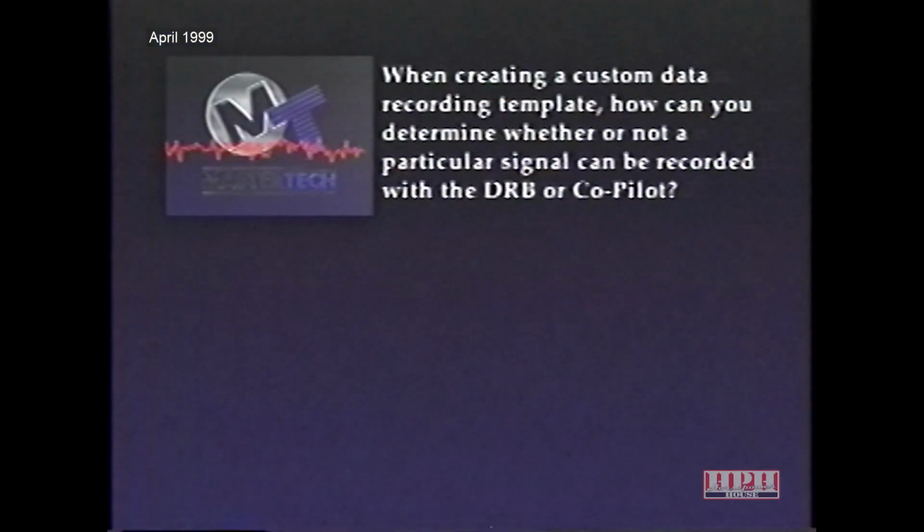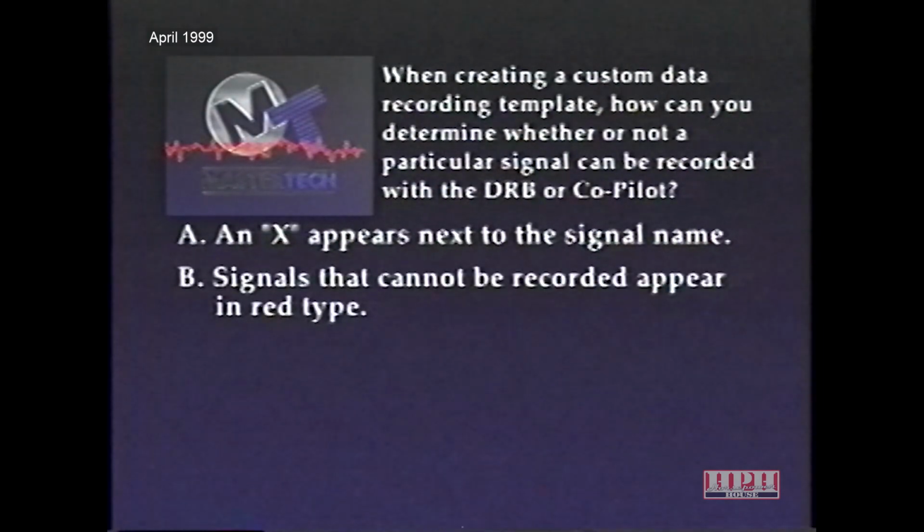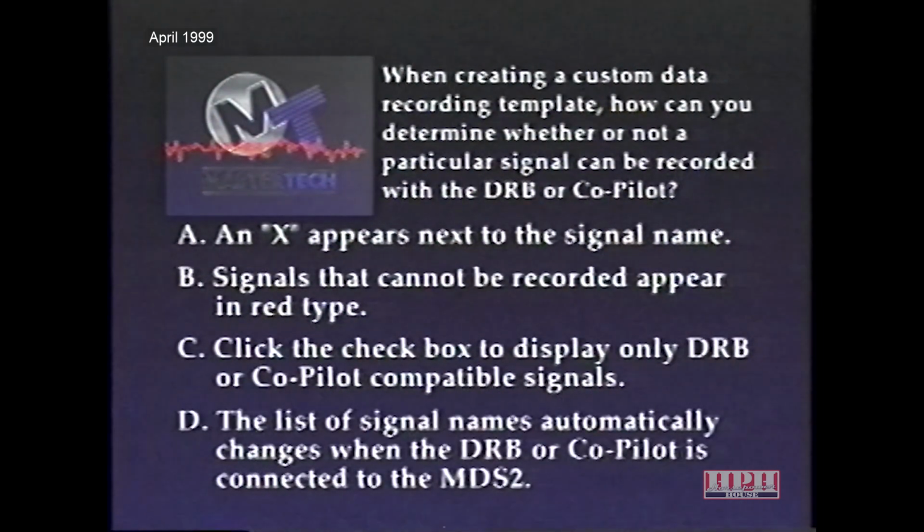Give this review question a try before we move on. When creating a custom data recording template, how can you determine whether or not a particular signal can be recorded with the DRB or Co-Pilot? A. An X appears next to the signal name. B. Signals that cannot be recorded appear in red type. C. Click the checkbox to display only DRB or Co-Pilot compatible signals. Or D. A list of signal names automatically changes when the DRB or Co-Pilot is connected to the MDS-2.